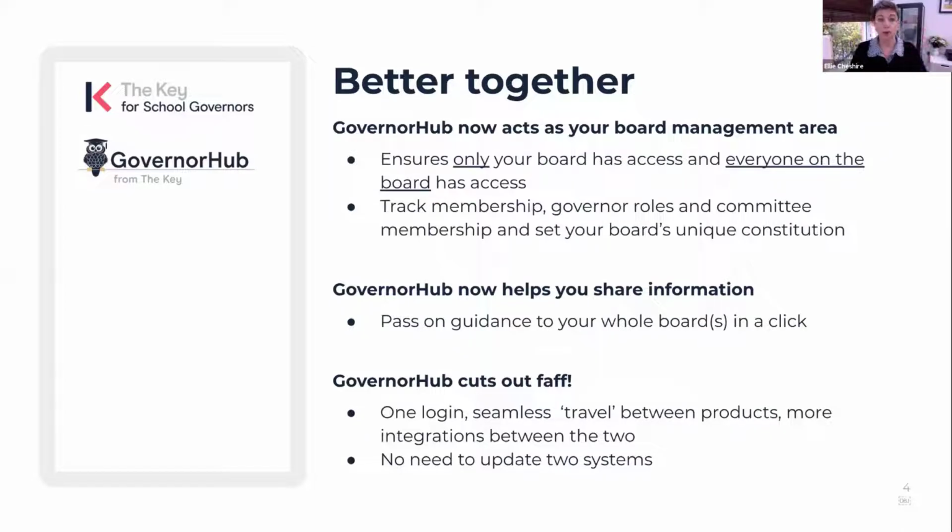For those of you with both products already, because some of you we've seen in the room know them very well, these changes will just cut out some faff for you. Stylish language, I know. It just means you'll have one login. You don't need 2 passwords and 2 logins and to go to 2 different places to do different things. You've got a seamless link between the 2. We will have more and more integrations as time goes on that make things much easier. You've got no need to update both systems. If a governor joins or changes role, and you change it in GovernorHub, then automatically that happens in Key for School Governors.